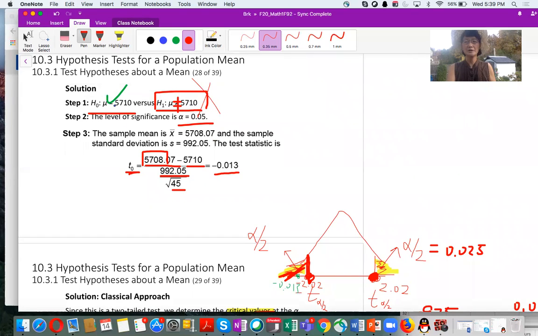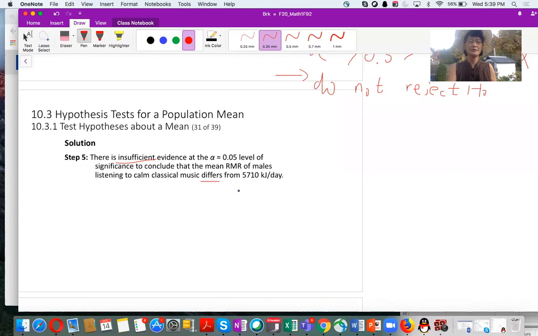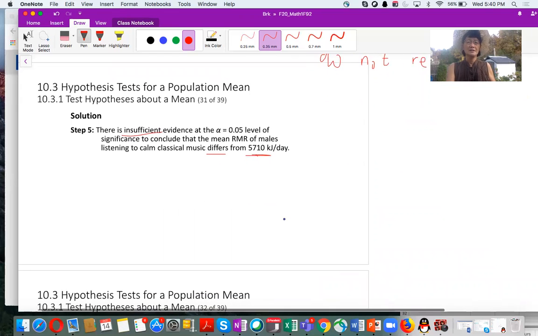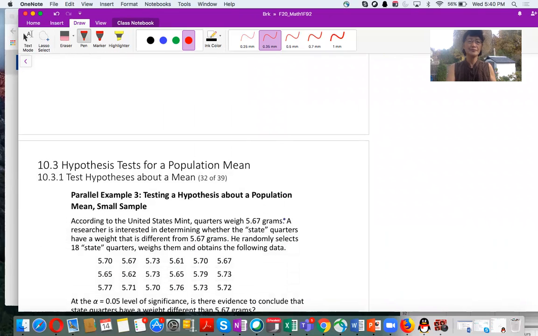But your conclusion usually uses a double negative. There is insufficient evidence to say it differs from this one. Insufficient to say it differs from this one means it is this one here. It is this number. So this is one example.